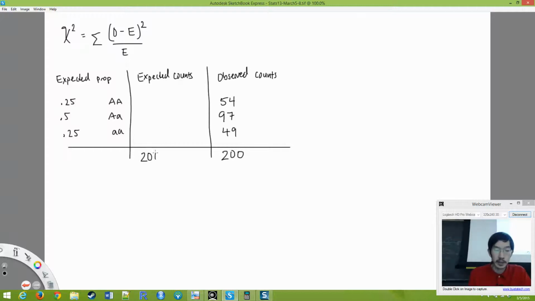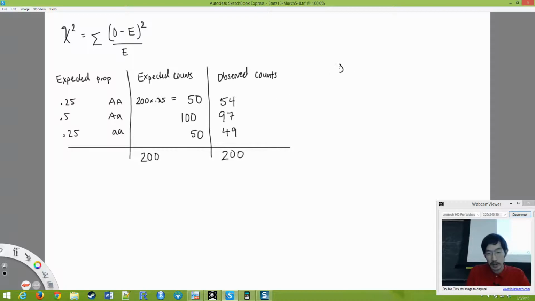For the expected counts, we're still going to have 200, but what would we expect? We would do 200 times 0.25, and we would expect to see a total of 50 big A, big A. We would expect to see a total of 100 big A, little a, and I would expect to see 50 little a, little a. Okay? And everyone's okay with getting the expected counts, right? All right, and so all we do is go observed minus expected squared divided by expected for each category.